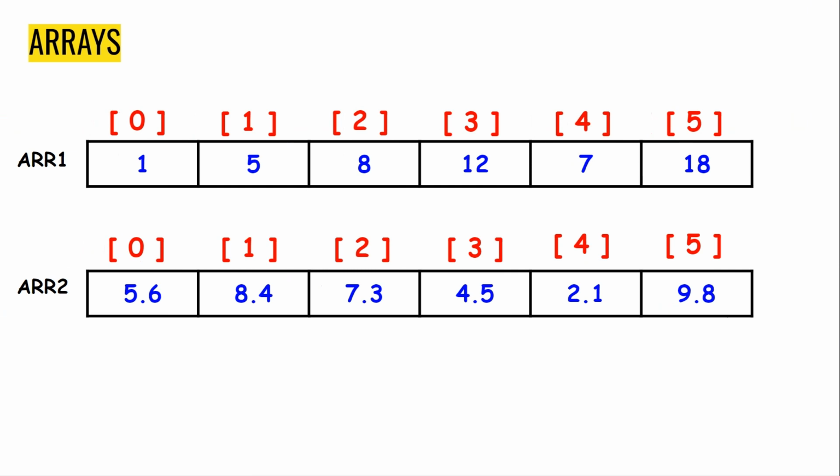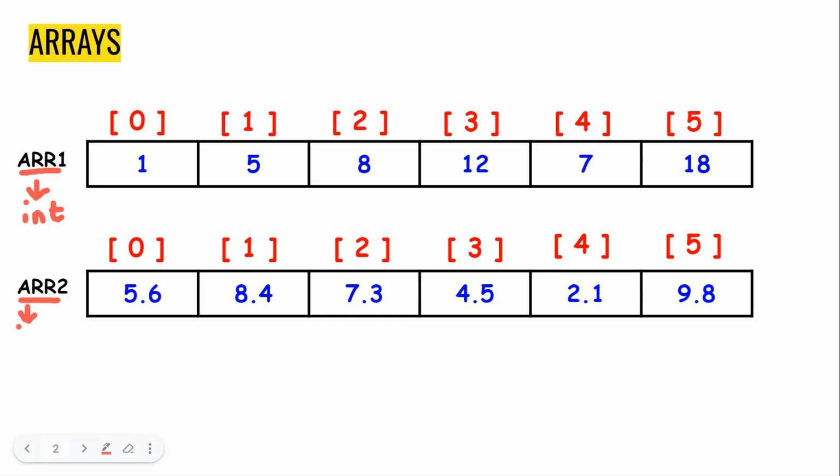What is an array? An array is a data structure that is used for the storage of homogeneous data. Homogeneous data means all the data in the array belong to the same data type. If you see the example here, we have two arrays, array 1 and array 2. In the first array, all the elements are of integer data type. Similarly, in array 2, all the elements are of float data type.